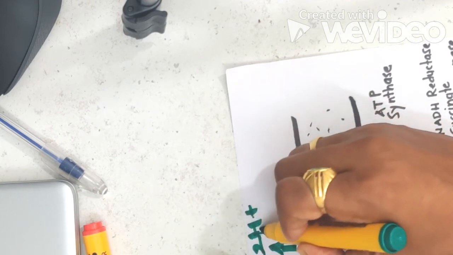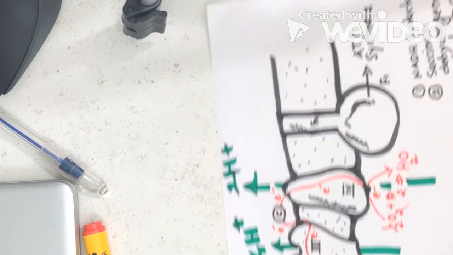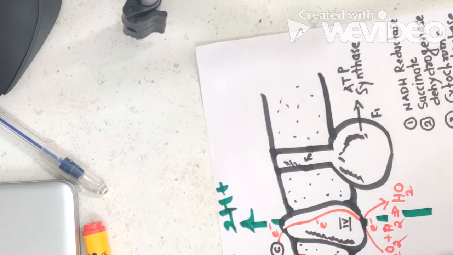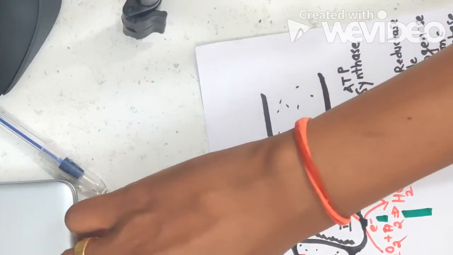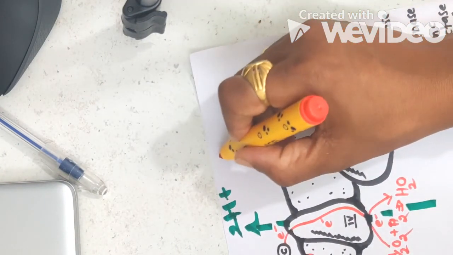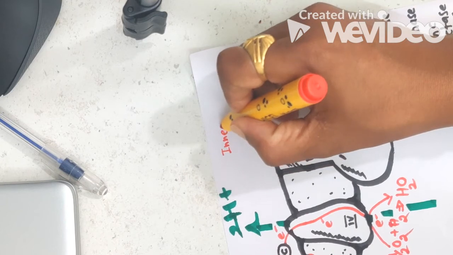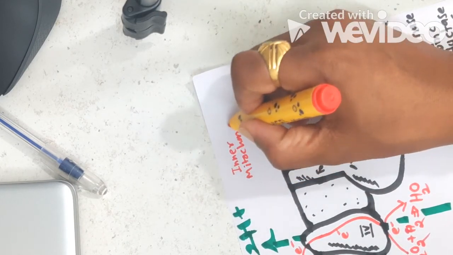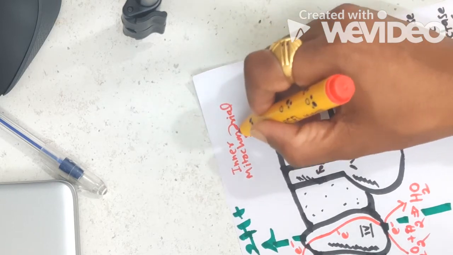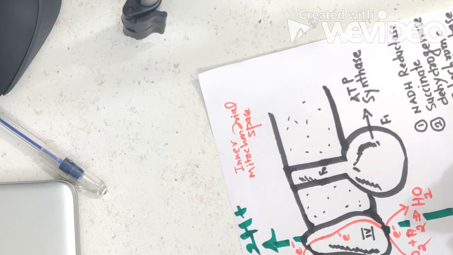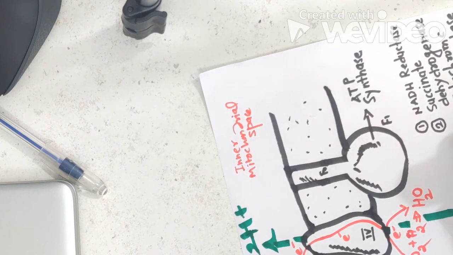Due to this process, in the inner mitochondrial space, there is development of a proton gradient. It means that the concentration or the number of protons increases in the inner mitochondrial space and the number of protons decreases in the mitochondrial matrix. So a huge gradient is created in the inner mitochondrial space.